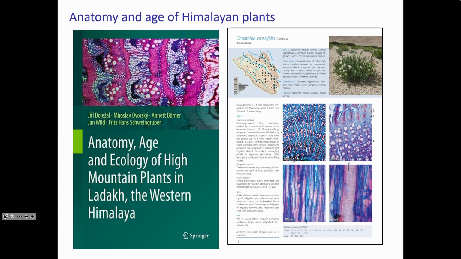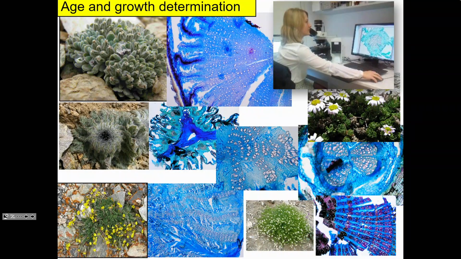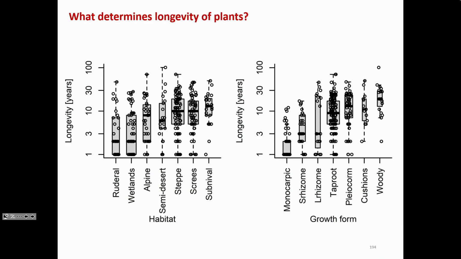And once we have the information about age and anatomy of species, we can produce something like an atlas, where we can find species with information on anatomy and ecology and a bit of biogeography. Microtome, let's go quickly over. And then we can actually test where we can find the longest living species with the highest longevity.